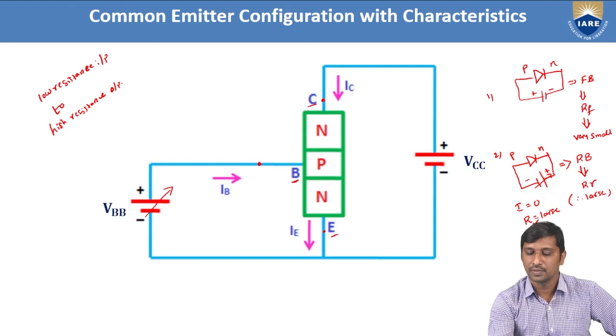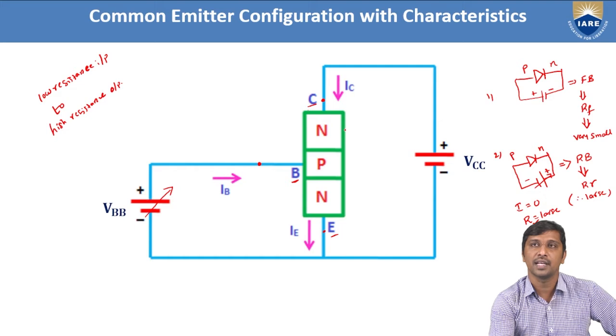Now we can look at this. If N is connected with the positive pole of the battery, then we can say that the PN diode acts under reverse bias. If that diode is under reverse bias, we know that it offers very large reverse resistance. So here the collector is connected with the positive pole of the battery with respect to the opposite terminal.